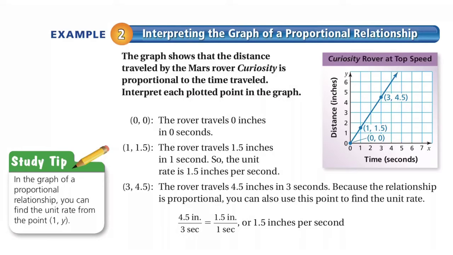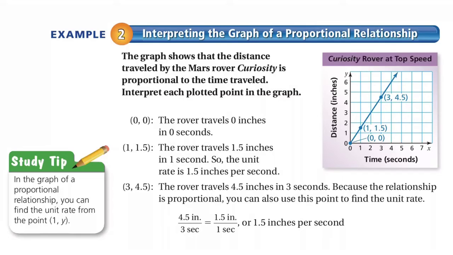Well, they've plotted 3 points. The first one is at 0, 0. The next one is at 1, 1.5. And finally, there's one at 3, 4.5. The first thing we need to know, remember, is that the first number goes along with the x-axis, so it gets the x units down by the x-axis. And then the second number, the y coordinate, gets the y-axis and the y units.